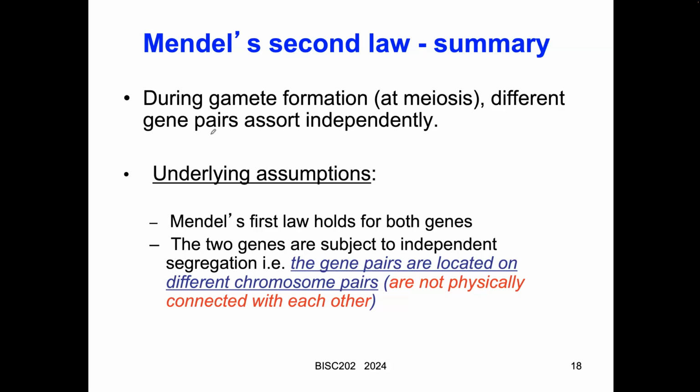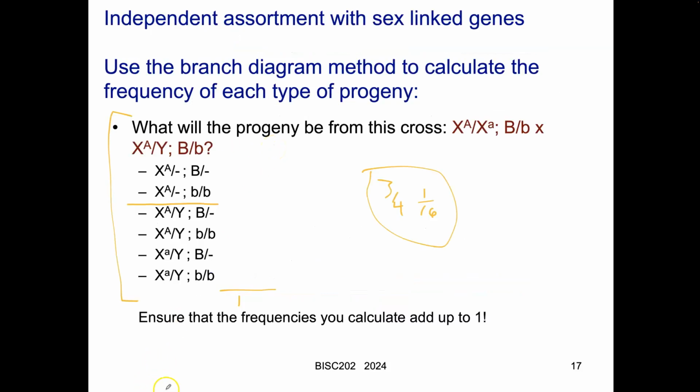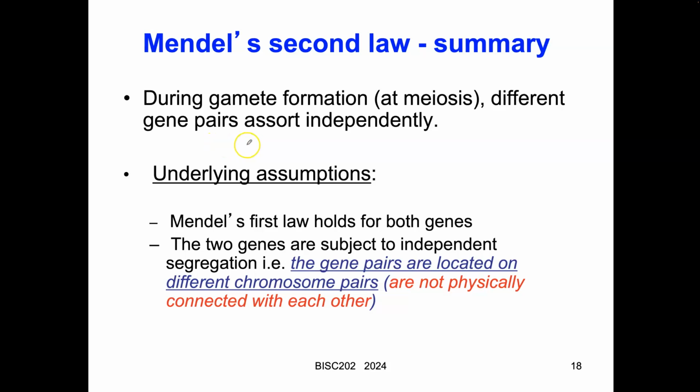Okay, so this is the summary. During gamete formation at meiosis, the alleles of different gene pairs will assort independently of one another. This means that the two genes are subject to independent segregation. Mendel's first law, equal segregation, holds for both genes. And this is the key part: they assort independently so long as they are located on different chromosomes. They're not physically connected with each other. Just picture tossing 2 coins.